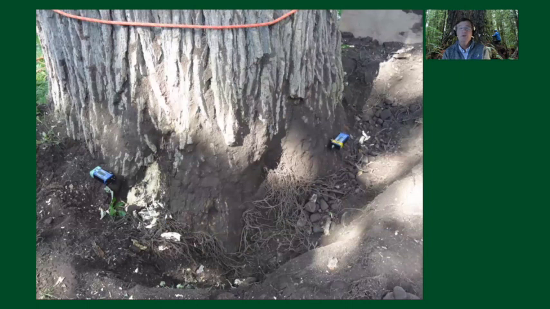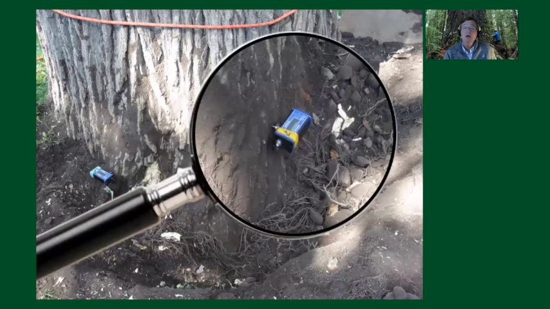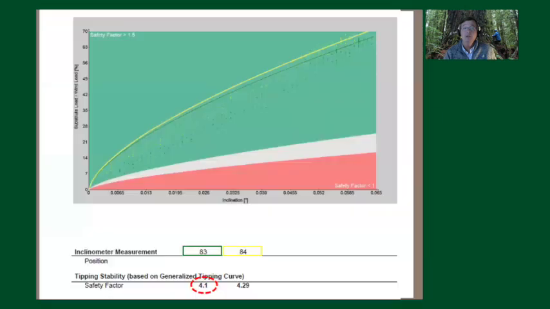The air excavation did reveal some minor decay on the outside. Of course, we didn't have the tomograph image at the time when we were there. There was also some minor decay on the other side. So we did do a pulling test with this tree. These are the inclinometers right at the very base of the tree.